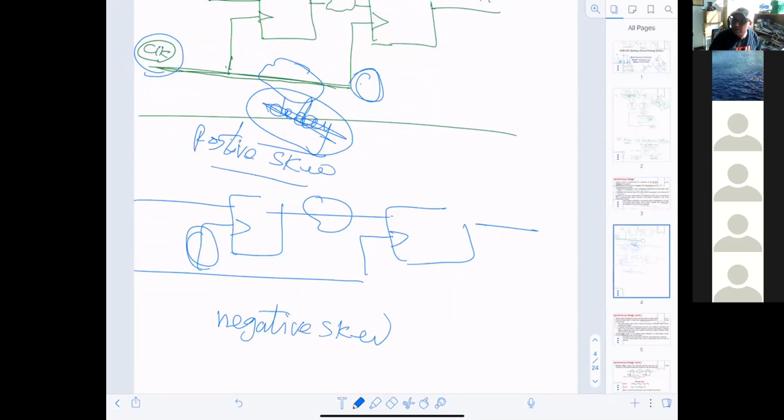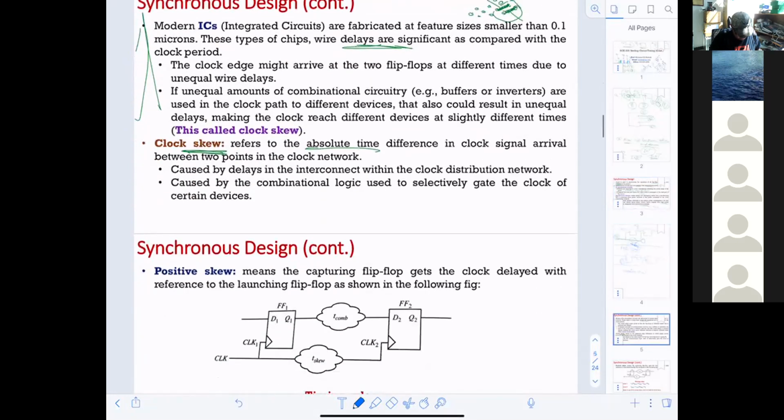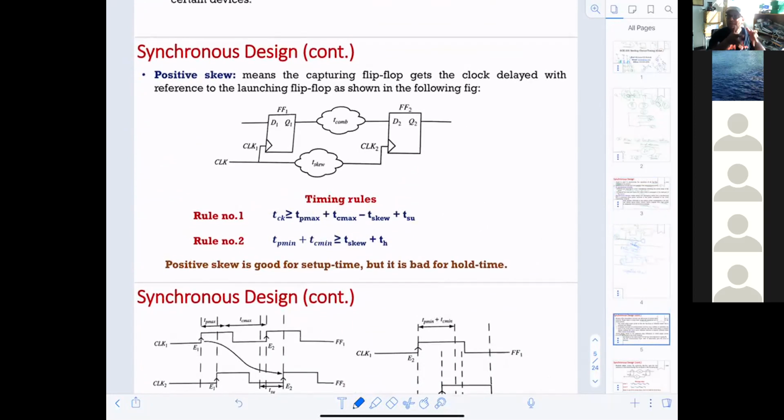Now we're gonna go into equations and all of these things. Okay. Here, positive skew means that the capturing flip-flop gets the clock delayed with reference to the launching flip-flop, as shown in the figure. Do you see? The clock delay came here. What is causing the clock delay? Somebody tell me. I said combinational circuit, right? It can be sequential with combinational circuit. So that opens the door for me in the exam to ask you to build a circuit with a specific requirement, and then you will find the critical path out of it, and you will define the skew. Does that make sense?